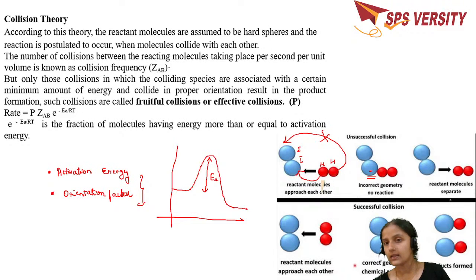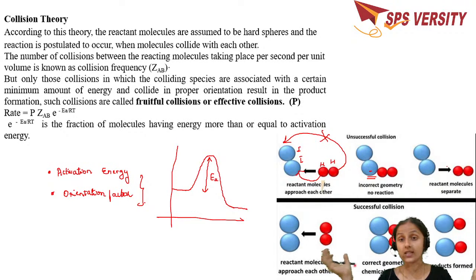Because of this collision, there is no proper orientation and the reactant molecules separate as they were before. This is not called a successful collision. This is called an unsuccessful collision. On the other hand, if you have a reaction like this, can you see in the second image?